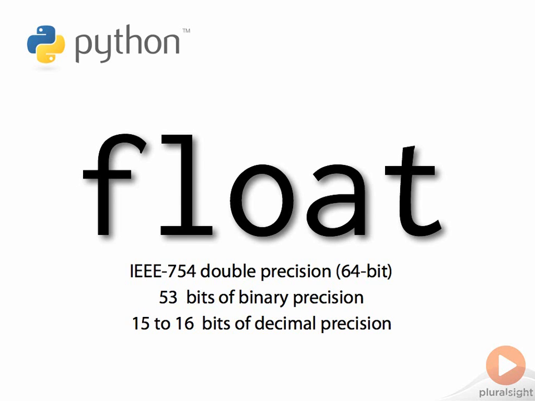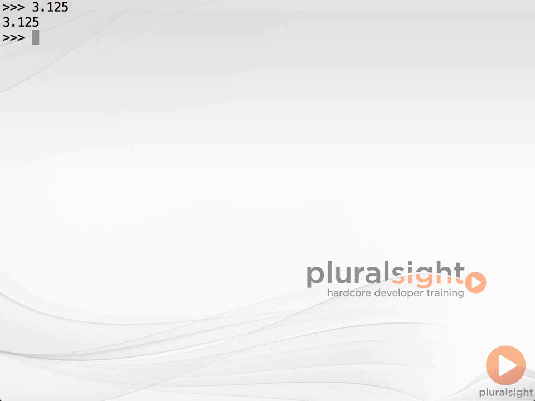Floating point numbers are supported in Python by the float type. Python floats are implemented as IEEE 754 double precision floating point numbers with 53 bits of binary precision. This is equivalent to between 15 and 16 significant digits in decimal. Any literal number containing a decimal point or a letter e is interpreted by Python as a float.